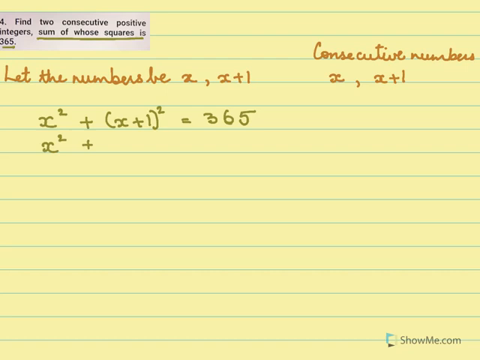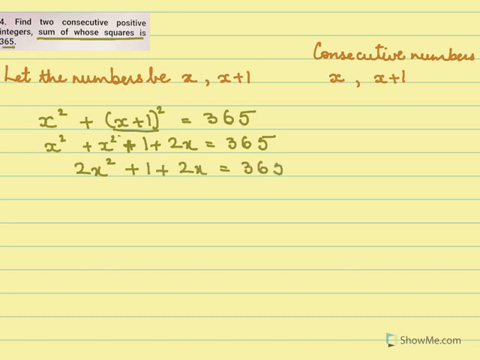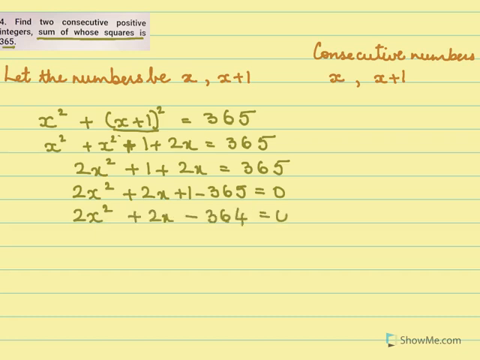I open the bracket, this is x square. A plus b the whole square is a square, b square, 2ab, equal to 365. Now I put x square and x square together, so I get 2x square, plus 1 plus 2x equal to 365. We just rearrange this. So I have 2x square plus 2x plus 1 minus 365 equal to 0. So 2x square plus 2x minus 364 equal to 0.